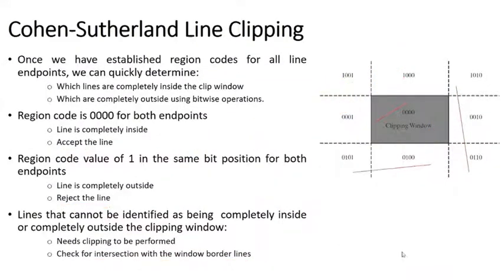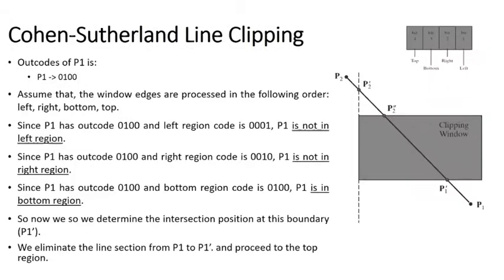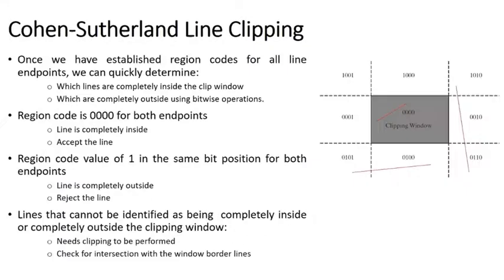So we'll move forward and see how the clipping is performed. The clipping is, if this condition fails and this condition fails, we move forward for the algorithm to perform clipping.